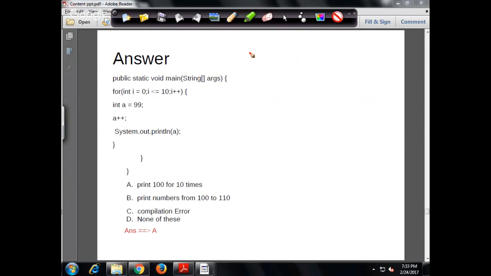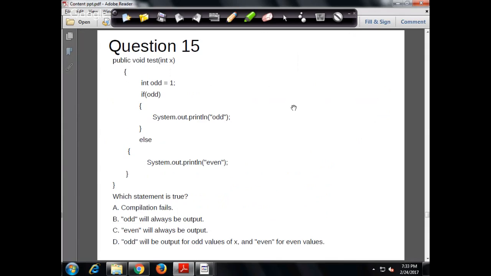And I'm quickly moving to our next question for control statements. So here is question number 15. Try to read this particular question and answer it. Question number 15.